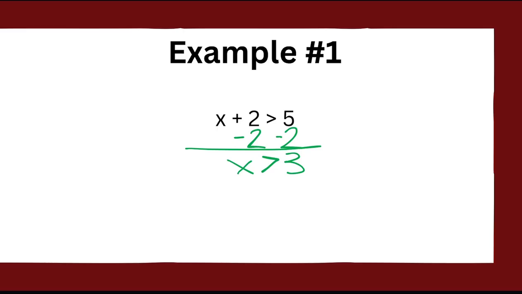So since this is an inequality, it's a range of answers, right? As long as my x is less than 3, x can be any number. I could have 1 plus 2 is less than 5. I could have 2 plus 2 is less than 5. I just have to make sure. I can even use a negative number, like negative 1 plus 2 is less than 5.